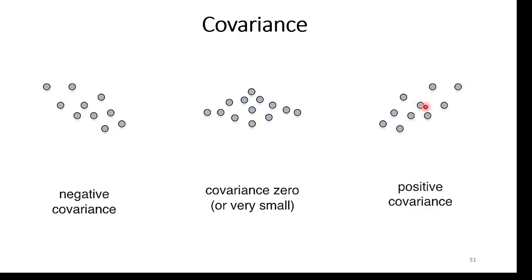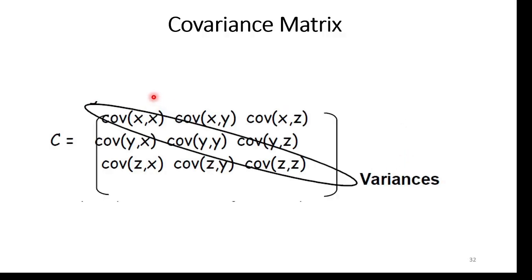Covariance of this data set is positive because both the variables X and Y are increasing or decreasing simultaneously. A covariance matrix represents the covariances of each pair of variables in the data set. First entry is the covariance of XX, second entry is the covariance of XY, and third entry is the covariance of XZ and so on.